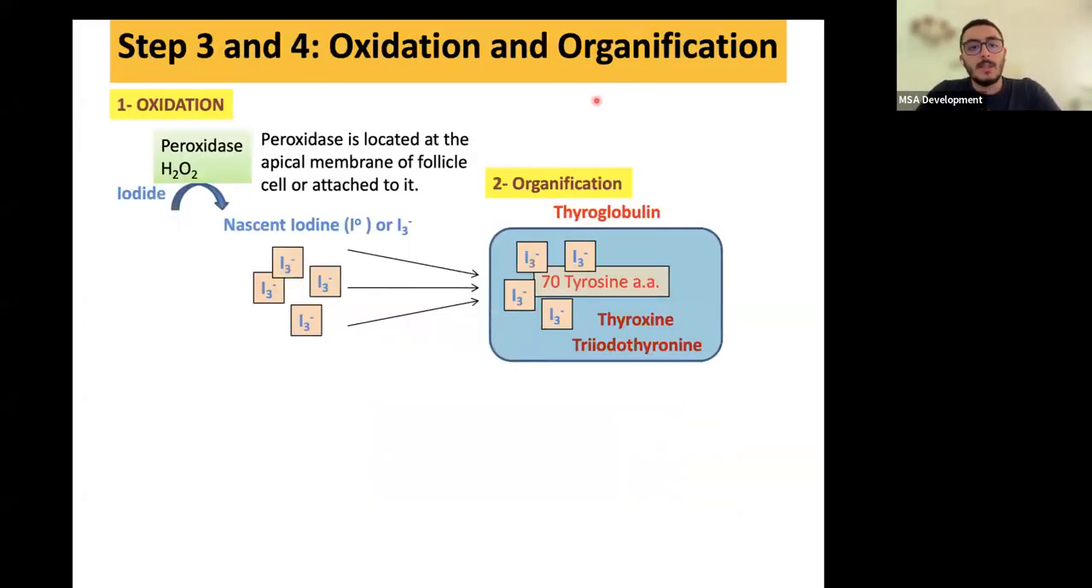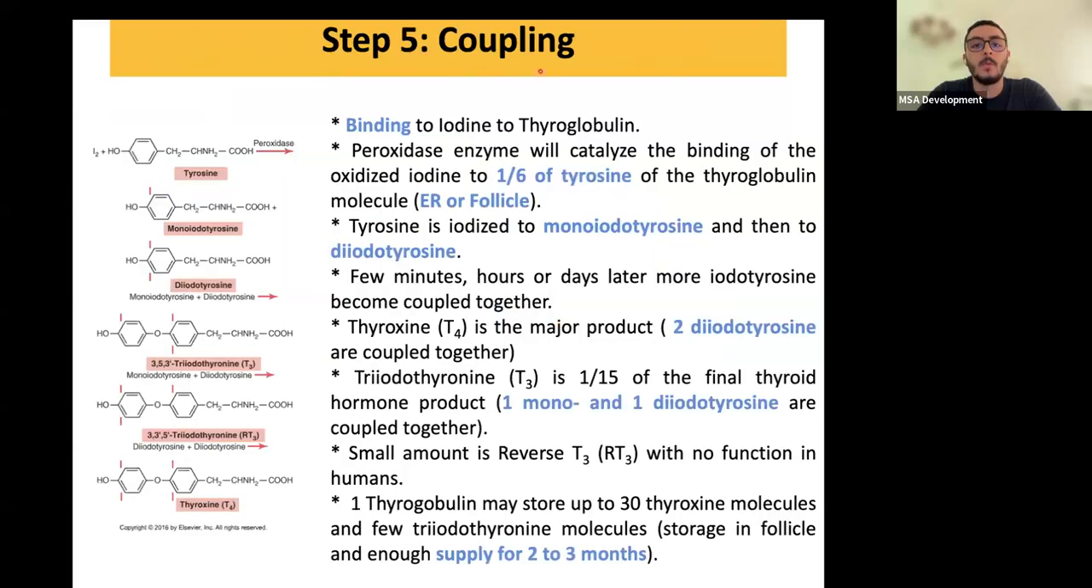Step 3, which is oxidation and organification, both again carried out by peroxidase. Iodide is oxidized into I2 and I3. This step is called oxidation. They are then added by peroxidase to tyrosine in the thyroglobulin, and this step is called organification. Coupling, the 5th step, which is also carried out by peroxidase. This is the 3rd step for peroxidase. Okay, step 5, coupling.